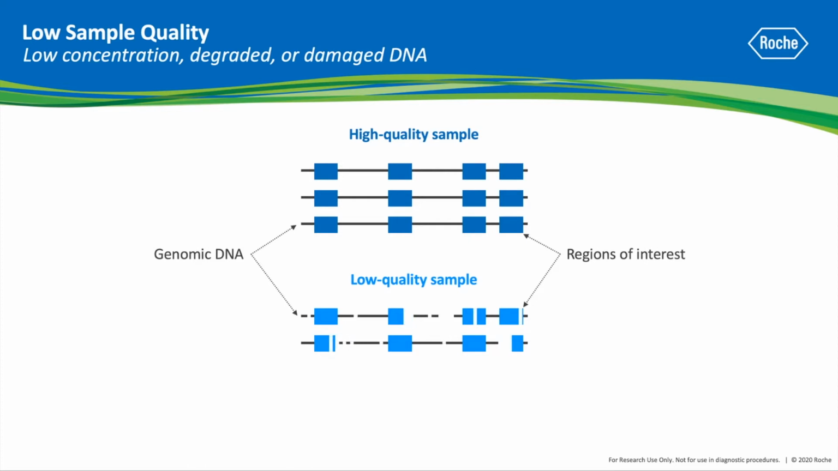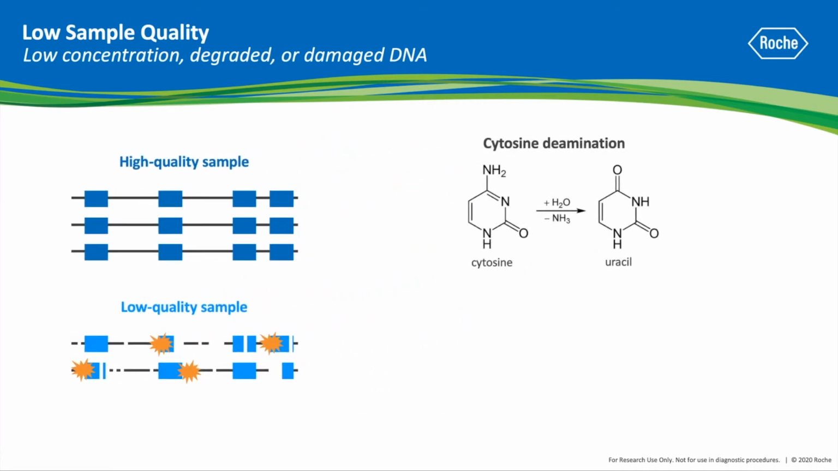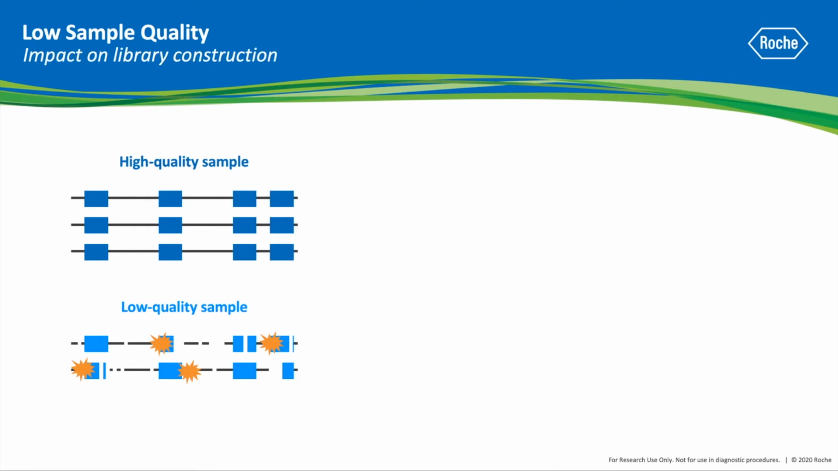Additionally, low-quality DNA can be fragmented or contain damaged bases or regions resulting from sample age, processing, or storage. The original sample source can also be a factor. For example, DNA extracted from FFPE samples is often both damaged and low in concentration. Specific types of DNA damage and degradation include bases that have been oxidized or deaminated, abasic sites, and single or double-strand breaks.